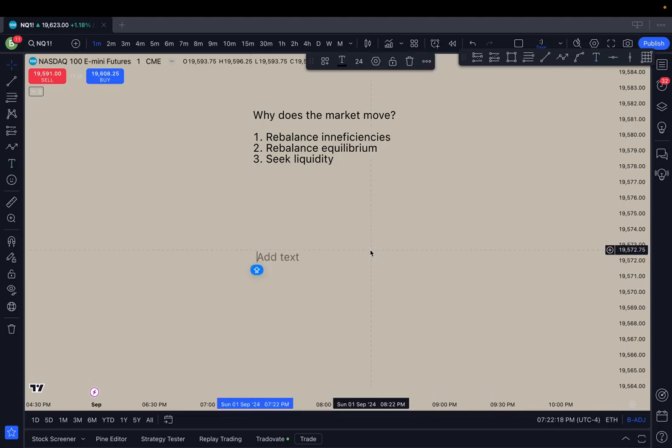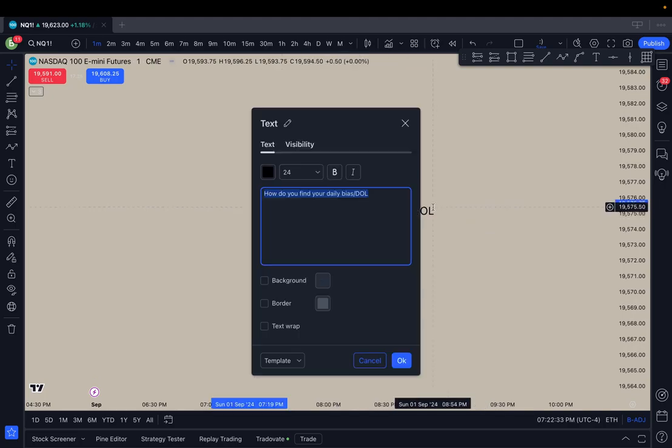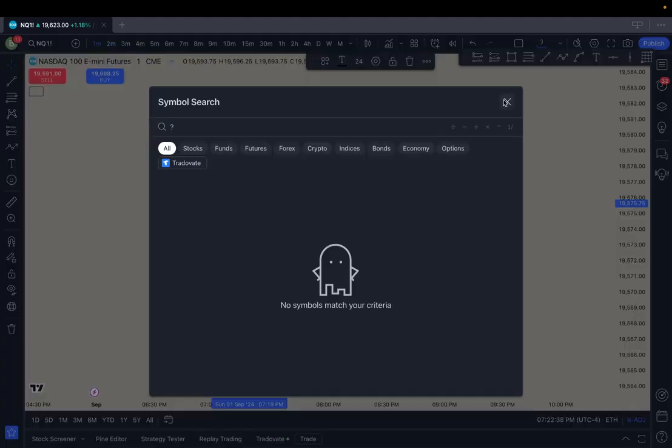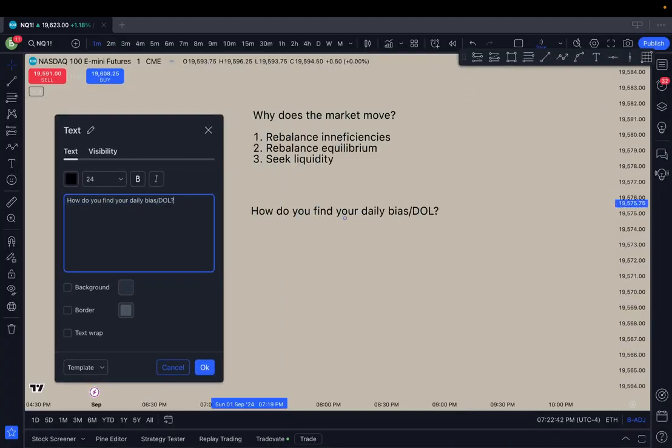Next up, let's go over how do you find your daily bias and draw on liquidity. How do you actually find your daily bias and draw on liquidity? Well, hello? Okay, anyways, we'll just do this.